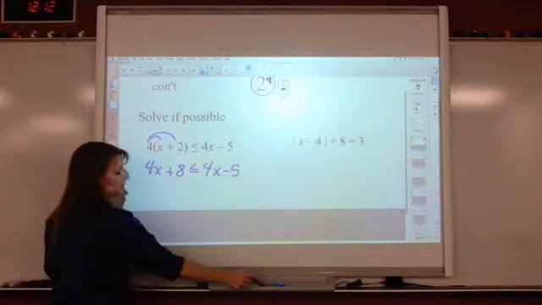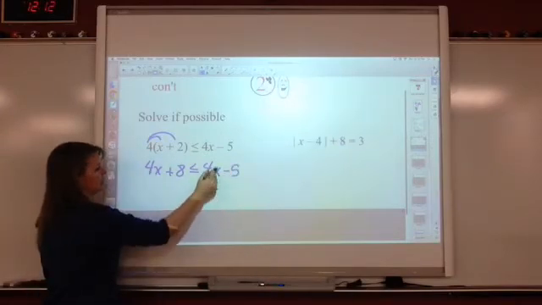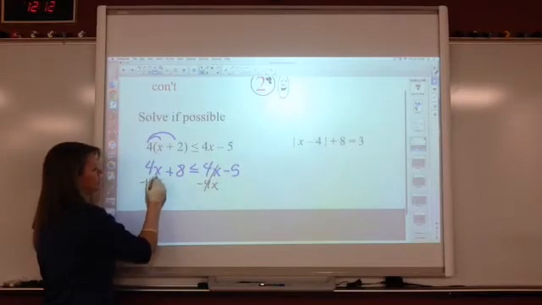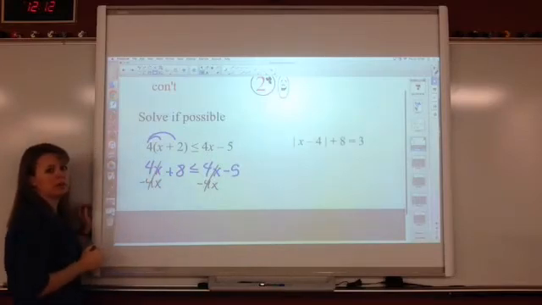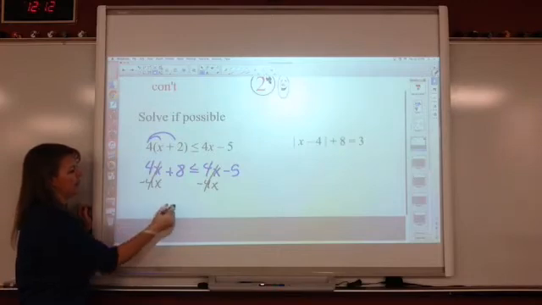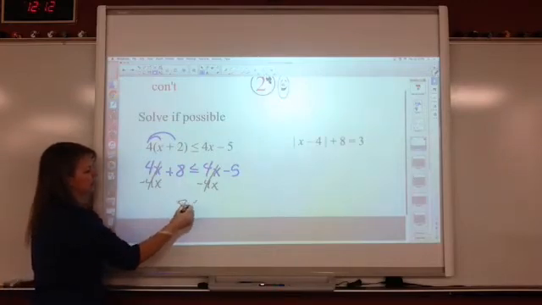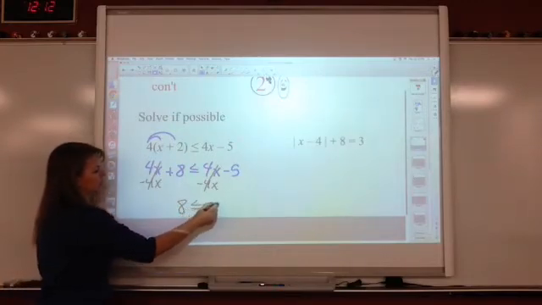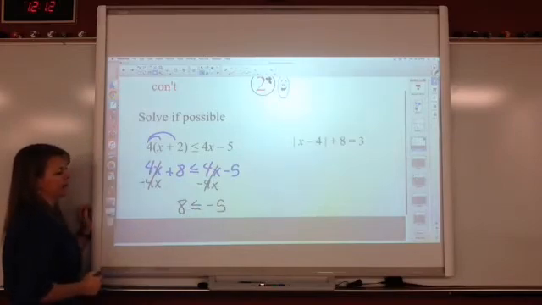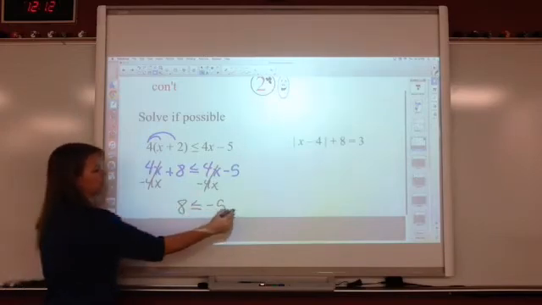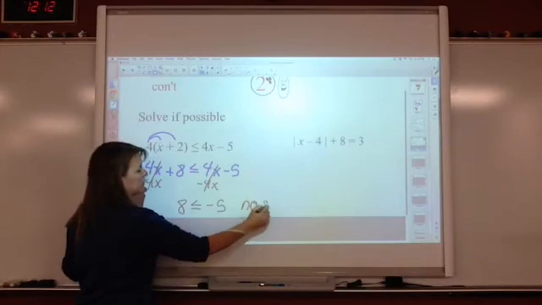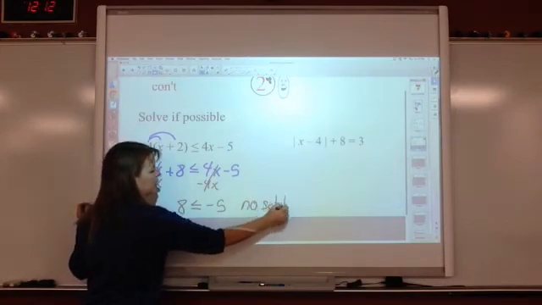When you do the algebra, watch what happens. If you subtract 4x from both sides, all your variables are eliminated. You have to now ask yourself, is 8 less than or equal to negative 5? Since 8 is not less than or equal to negative 5, there is no solution. Nothing works for this problem.